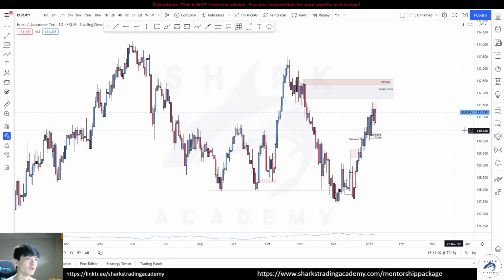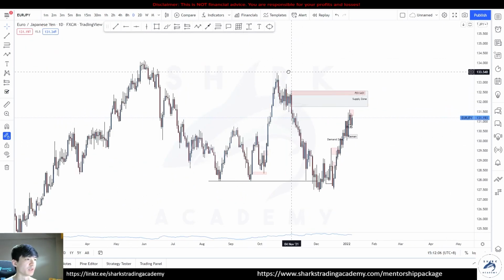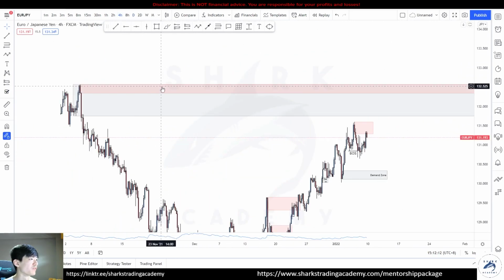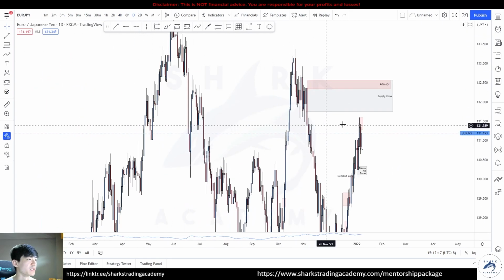Over here we have the Euro Yen, and there is no change with the previous analysis. We are still looking to sell here. Okay, so this is the refined area. Let's go and dive into what this refined area is. So this is a 4 hour refined area with a daily supply.